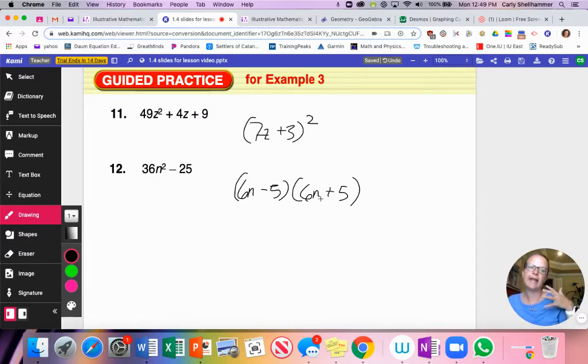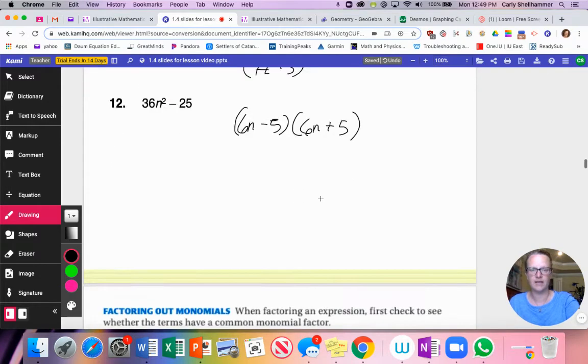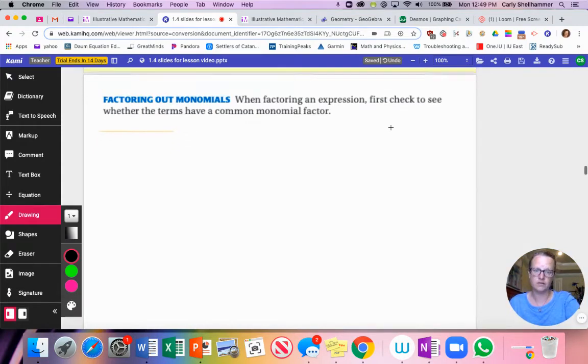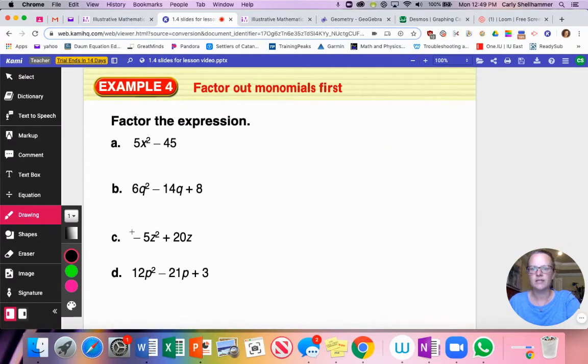All right, so let's go back to that a term and see if we can simplify things a little bit before we start factoring. When factoring an expression, first check to see whether the terms have a common monomial factor, right? If I can make every number smaller first. So looking here, I think it's the difference of perfect squares, but 5 is not a perfect square and neither is 49. But I can factor out a 5 first. And now I have the difference of perfect squares. So I can say 5, x plus 3, x minus 3.